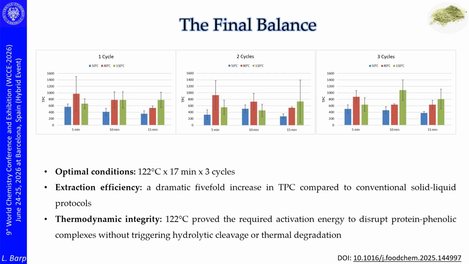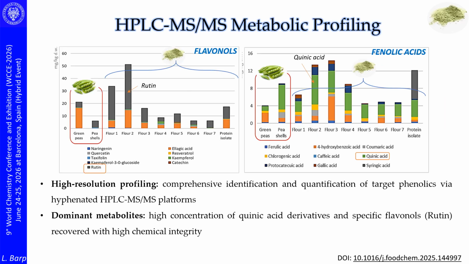From a physiochemical standpoint, operating at 122 degrees provides the precise activation energy required to alter the cellular matrix and systematically cleave the strong hydrogen and covalent bonds that trap target polyphenols within the complex protein starch architectures. The PLE fractions were then subjected to high-resolution MS profiling, revealing a fingerprint of bioactive compounds.